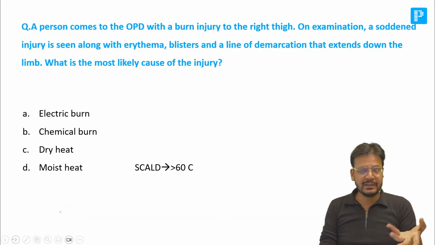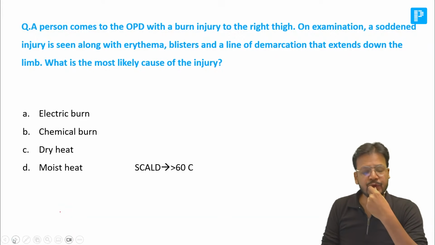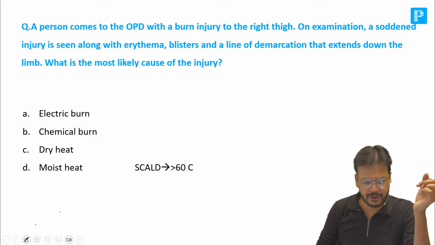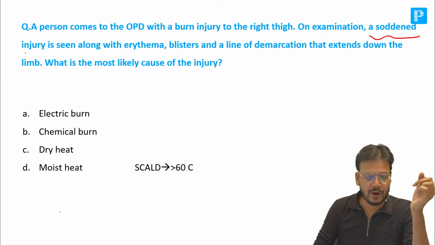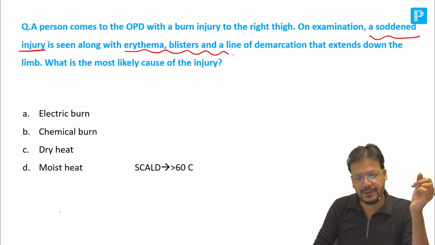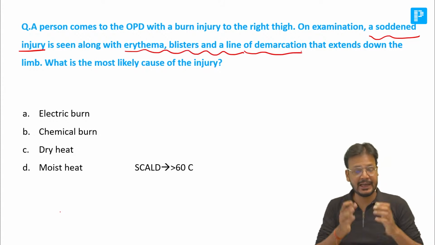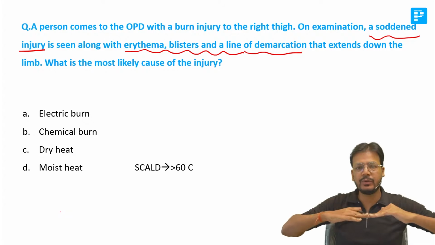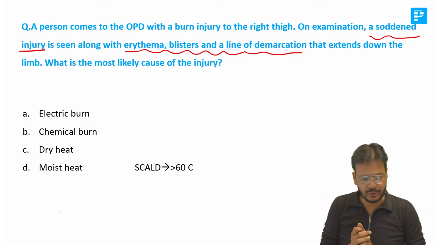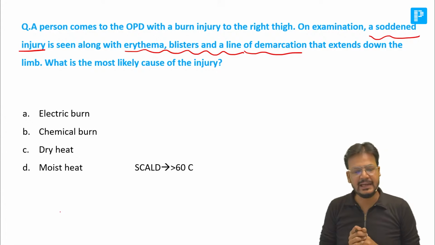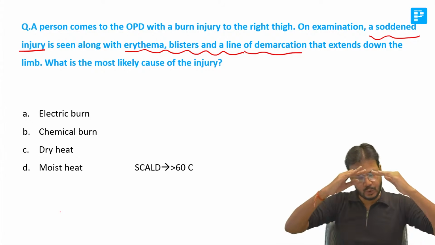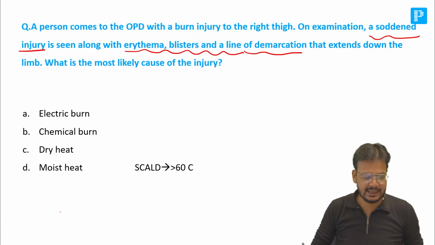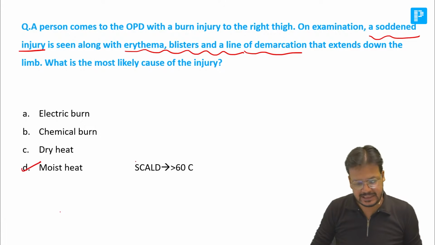Okay. Now, sir, this question: a person comes to the OPD with burn injury to the right thigh. On examination there is sodening. Doctor sir, there's a very important word, sodening of injury along with erythema, blister and line of demarcation that extends down the limb. It means, sir, the burn is going down from the contact site. What is the most likely cause of the injury? Sodening is there, going towards the down. Blister, erythema and line of demarcation is present. Yes, it is moist heat burn, which is a scald.